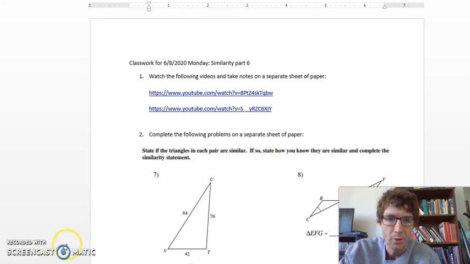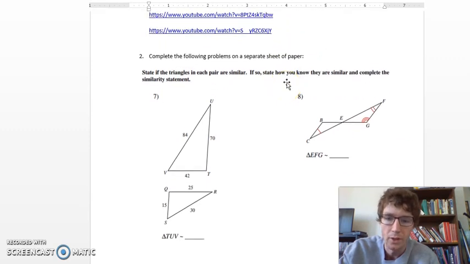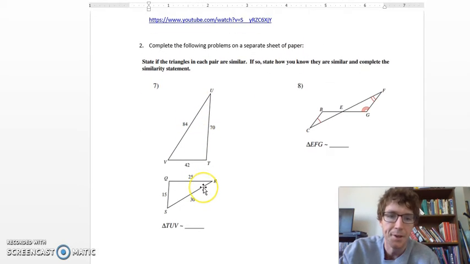Hi everyone, so today I'm going over the classwork for Monday, June 8th. This is the last week of school, so make sure you're getting in as many missing assignments as you can, because anything you do will improve the grade that you already have, so it's really important to just get as much done as you can.